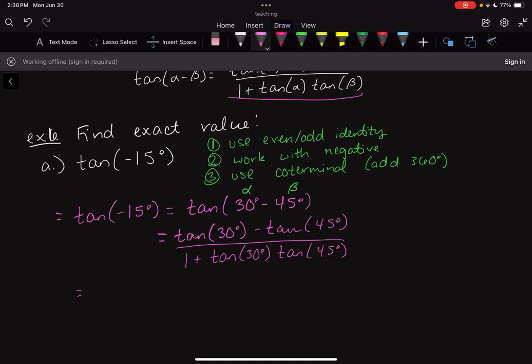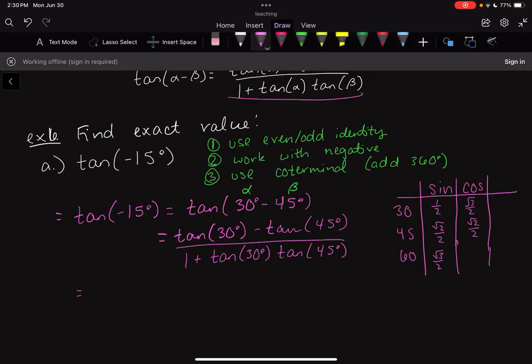Tangent of 30 degrees, I'm going to go ahead and write my table. So I've got sine, cosine. So 30, 45, 60. Sine is 1 over 2, root 2 over 2, root 3 over 2. Cosine is the opposite. And then because I want tangent, I'm going to go ahead and add that in.